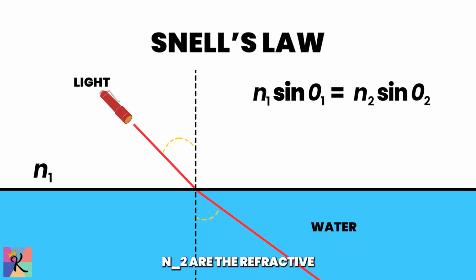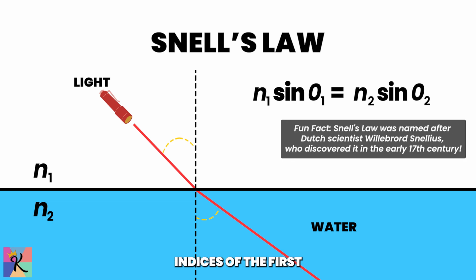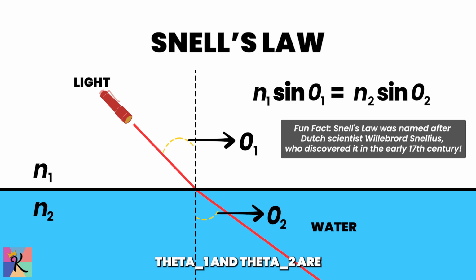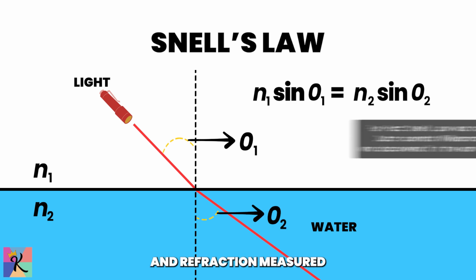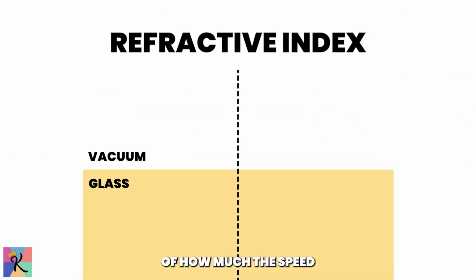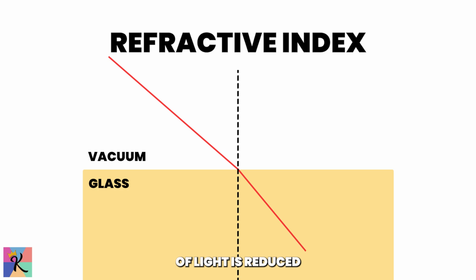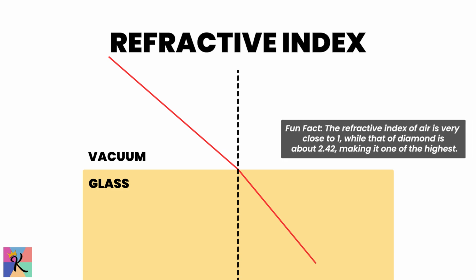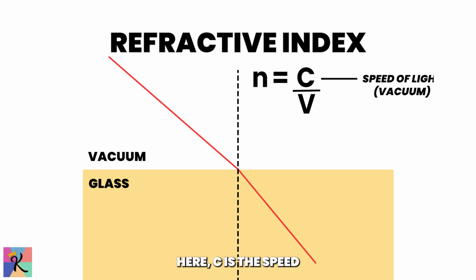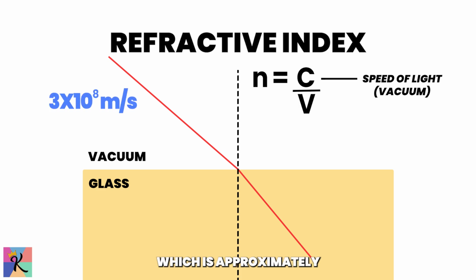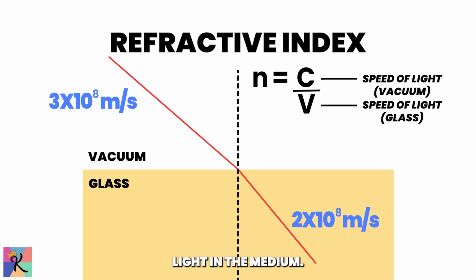Here, n1 and n2 are the refractive indices of the first and second media, respectively, and theta 1 and theta 2 are the angles of incidence and refraction measured from the normal. The refractive index of a medium is a measure of how much the speed of light is reduced inside the medium compared to a vacuum, and it is defined by the equation n is equal to c over v. Here, c is the speed of light in a vacuum, which is approximately 3 times 10 to the 8 meters per second. V is the speed of light in the medium.